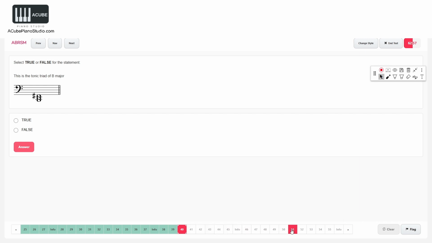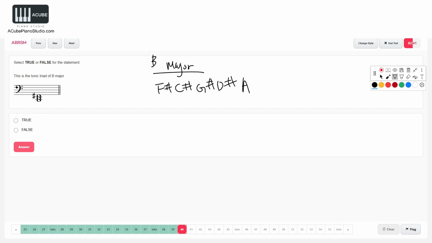Okay, moving on to the next one. This is the tonic triad of B major. So B major, use your key signature chart. You should have F sharp, C sharp, G sharp, D sharp, A sharp, right? And then the tonic means the first chord. So tonic is B, D, F, and you notice you need D sharp and F sharp. Although this is B, D, F, there is no D sharp, so this is false.